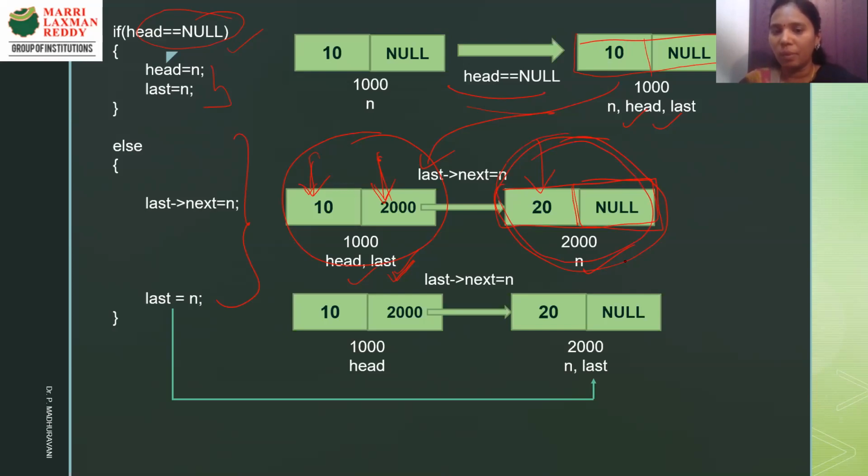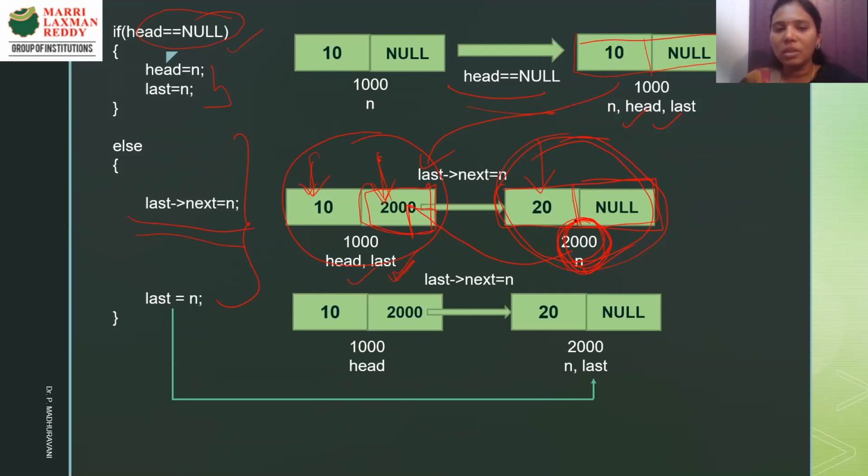Then this should be referred to by which name? By the name last. Hence I am storing the address of the second node as the next part of the first node. This part I can refer to with the name last arrow next. Last arrow next should store the value 2000. That 2000 I can refer to with the name n. Hence I can use the statement last arrow next equal to n. After executing that statement, a link will be established between 10 and 20.